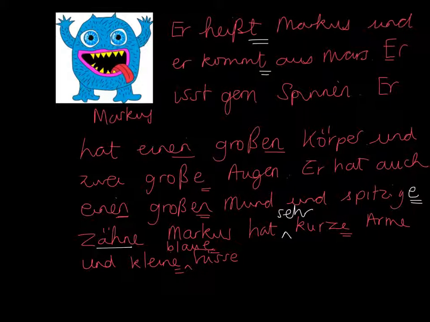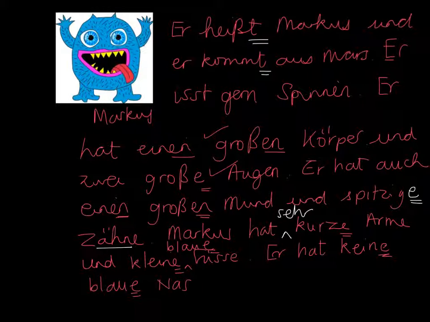Right, what else? Okay, I've shown I can use a masculine. I've shown I can use plural. He hasn't got a nose, so I'm actually going to say he has no nose. Right. Hat. So he's got no blue nose. Kein. I'm going to use kein. And nose is feminine, so it's going to be keine, blaue Nase. Okay, is there a das word I can use to show I can use das words? On this particular monster there isn't, so I'm not going to worry too much.